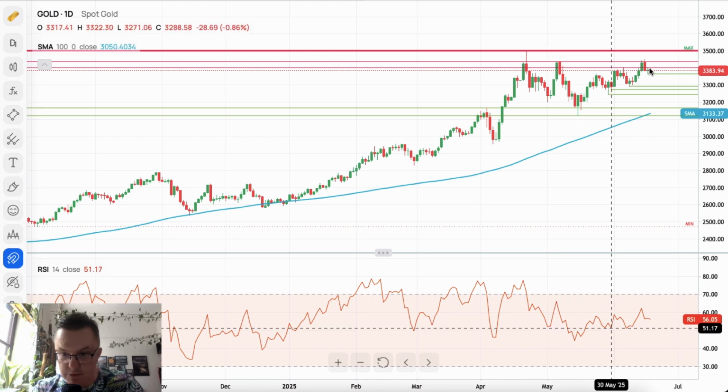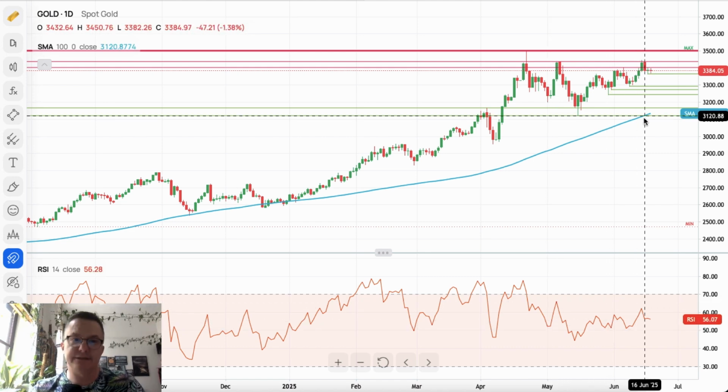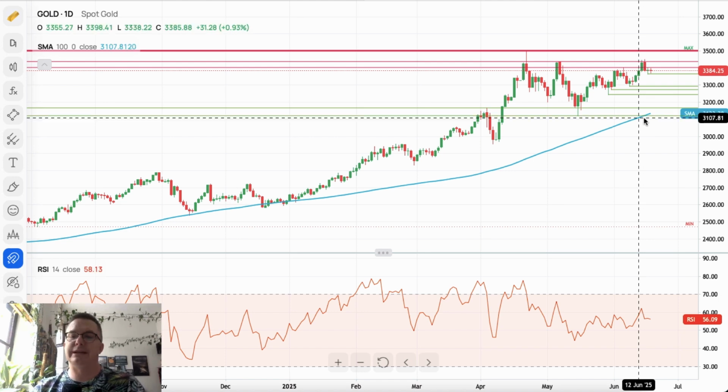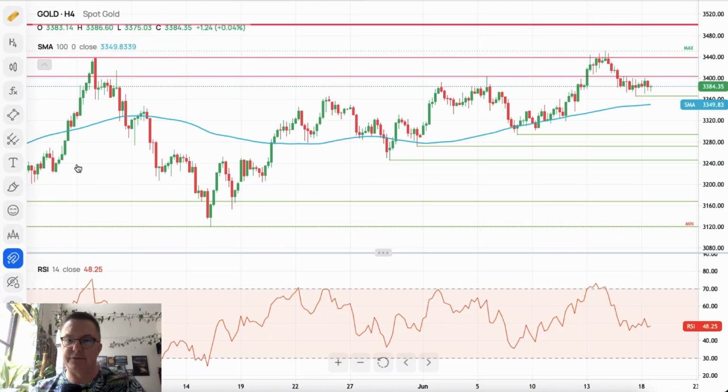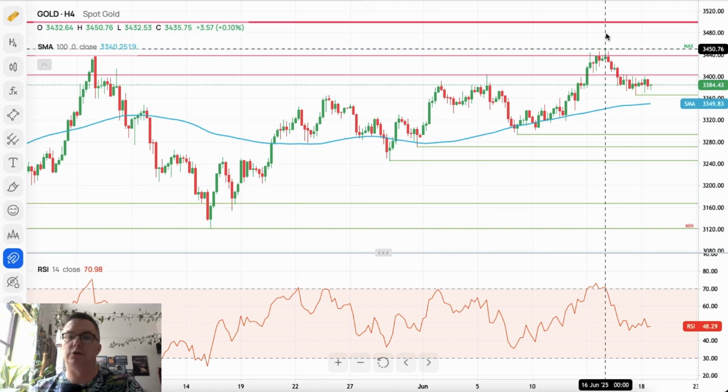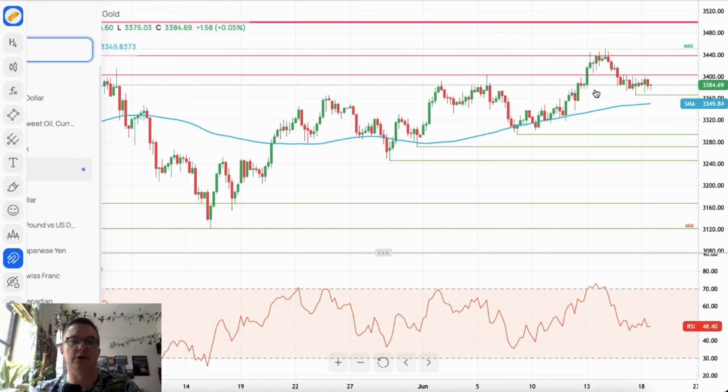It didn't actually work that well. Nevertheless, this is still the uptrend. However, it's not that strong. It's not that aggressive anymore, and you can see it on the daily time frame chart. So the gold might have a chance to go higher as well.